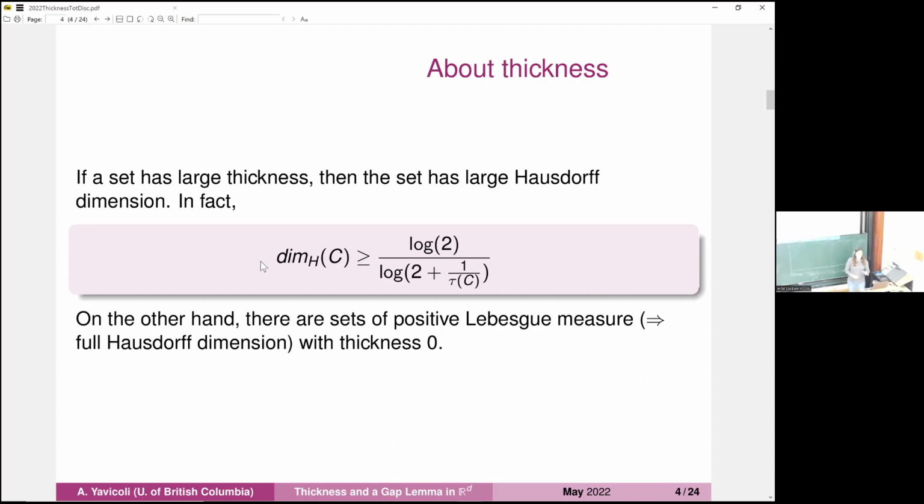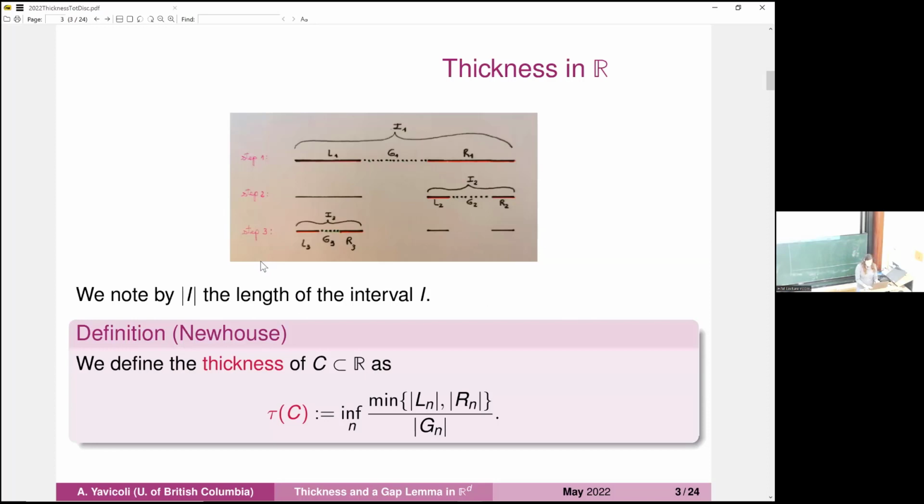To see that, you can consider an interval union an isolated point, and this quotient is going to be 0 because the length of the point is 0.